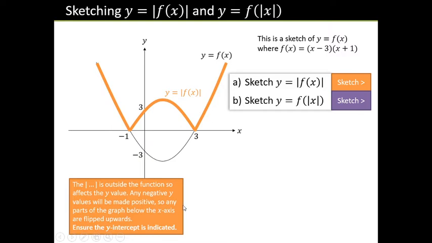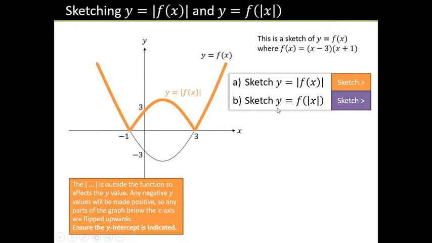Just like in our transformations, when we are transforming something outside the function, that's also going to affect the y value. Alright. Now, you have to make sure that you show where the y-intercept has moved to. In this case, it's reflected from negative 3 to 3 as one of those key points in your sketches.